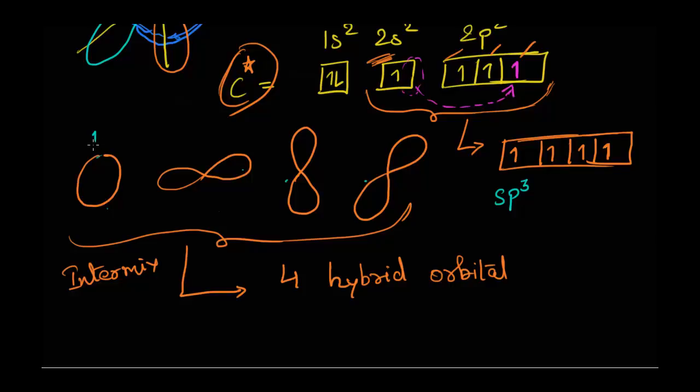This is my s orbital, and these are my 3 p orbitals intermixing together. That's why s is 1 here and p is 3, so sp3 hybrid orbital. Each of these orbitals will be termed as an sp3 hybrid orbital. So these are my 4 sp3 hybrid orbitals.